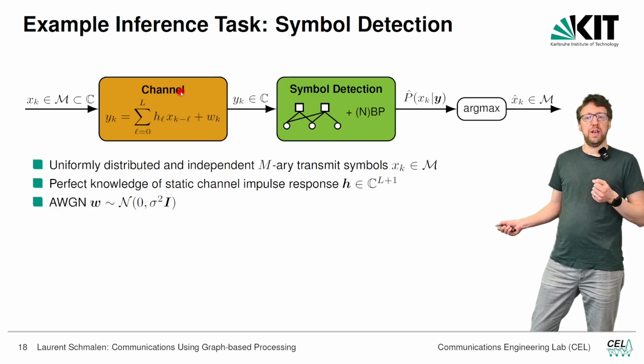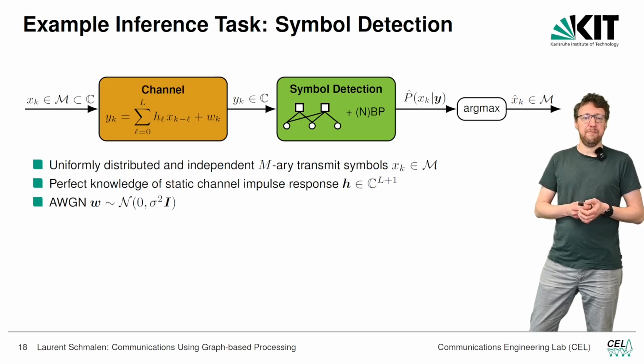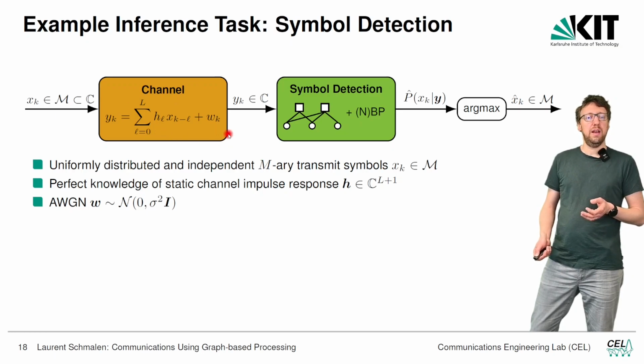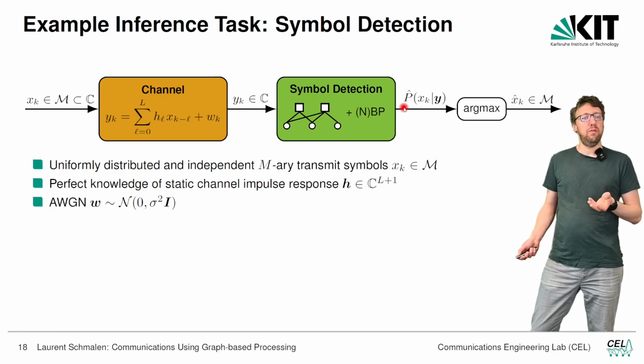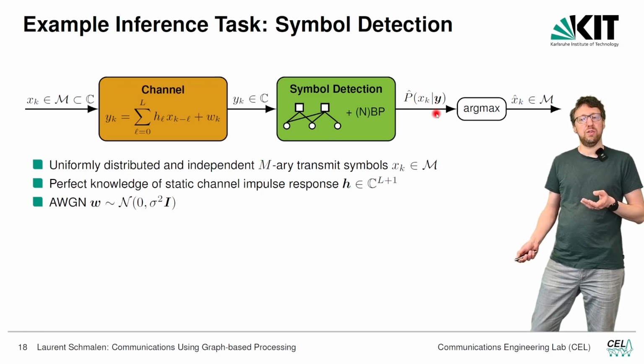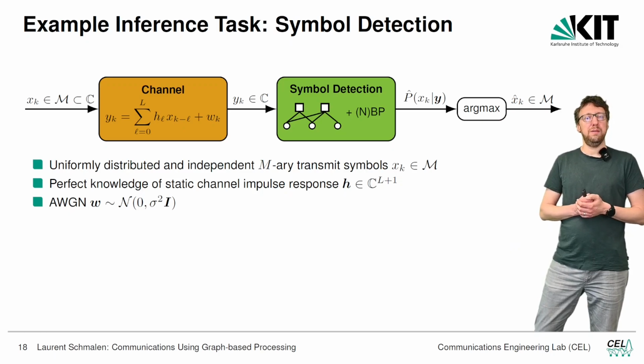What does the channel do? The channel does a convolution with an impulse response H, and it adds additive white Gaussian noise, AWGN. So in the channel, we have a convolution of the input sequence with the impulse response, and we add additive white Gaussian noise. We have received symbols Y, and now the task is to carry out symbol detection, which should give us posterior probabilities P of X given the sequence Y. By maximizing the posterior probabilities, we do a maximum a posteriori detection, and we get hypothetical transmit symbols X hat.